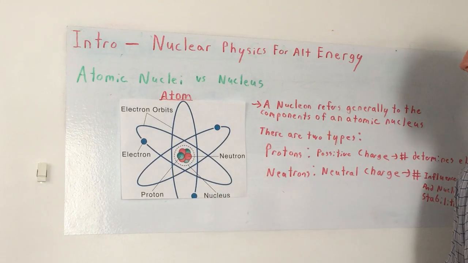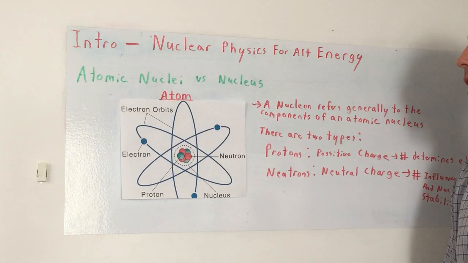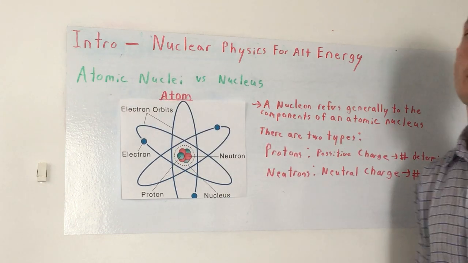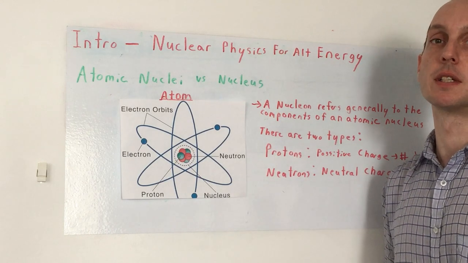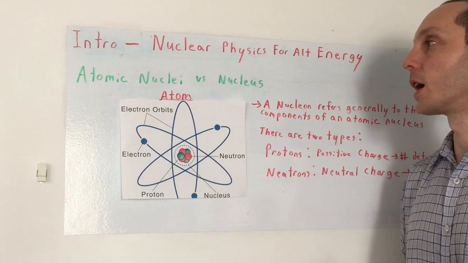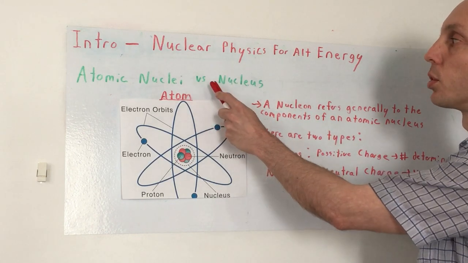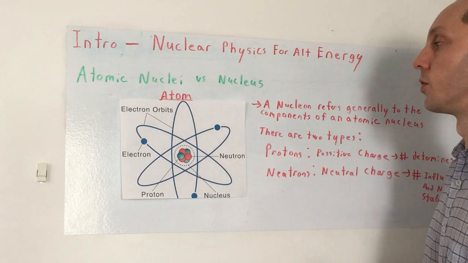So just to make things clear here, the atomic nuclei versus the nucleus, because sometimes there are terminology differences and that could be very confusing and irrelevant to what we're talking about. And in this case, it's simply that one is the plural form and one is the singular form.